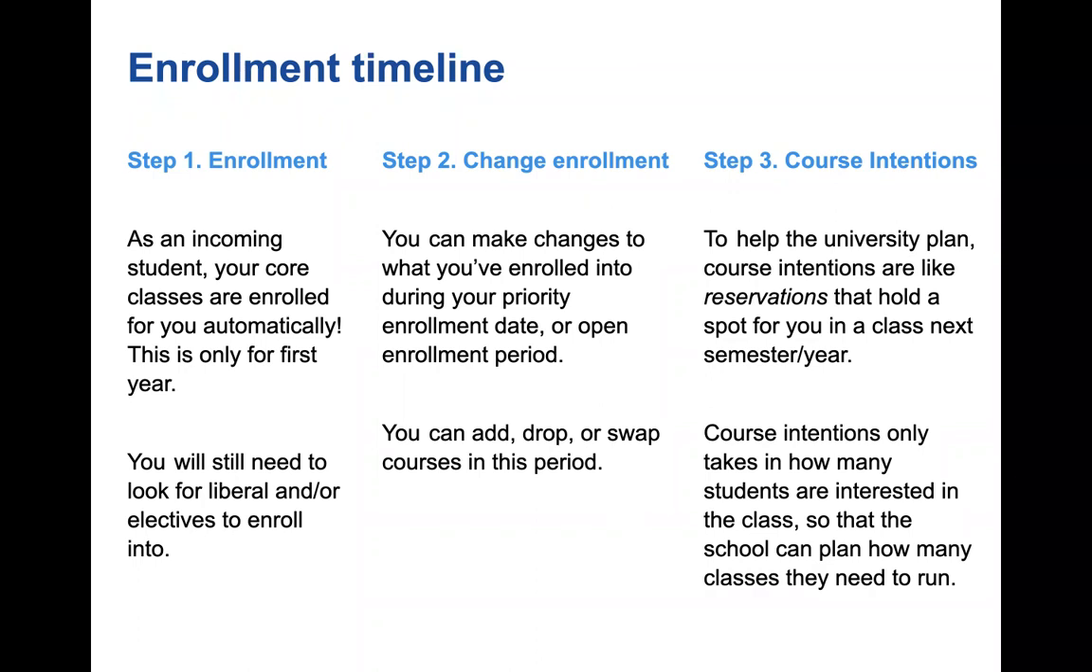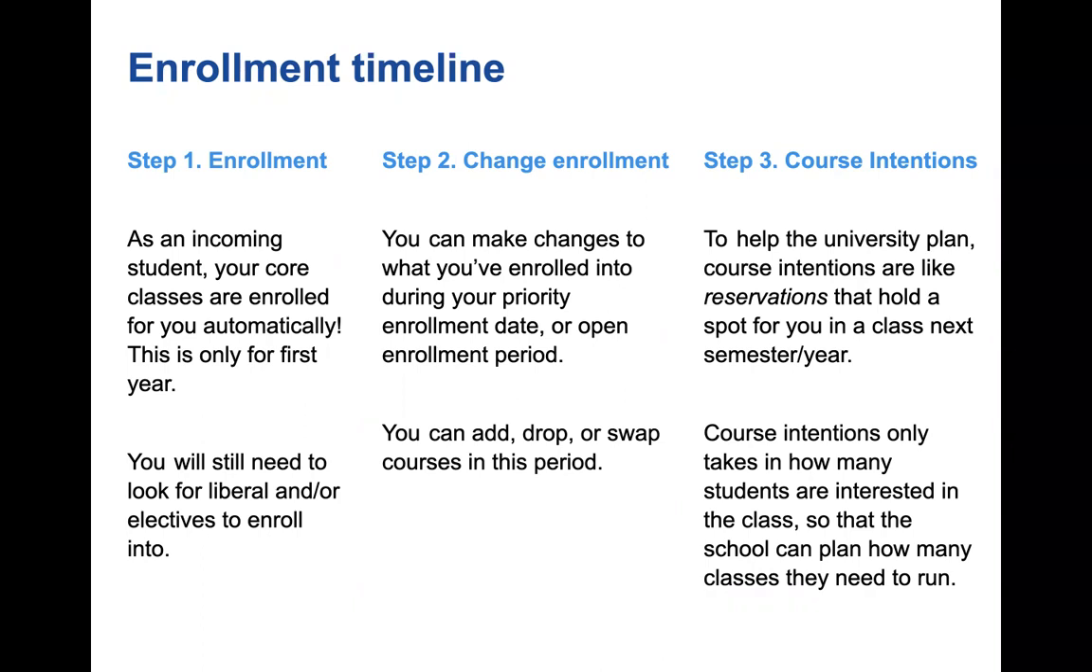In March, they ask you to declare what classes you might be interested in taking. So in March, I'm finishing my first year. I'm finishing up my winter term for first year, but I'm starting to look at what classes I want to take for second year. During the course intention period, I'll be enrolling into my second year classes and even some of the second year elective classes if necessary as well.